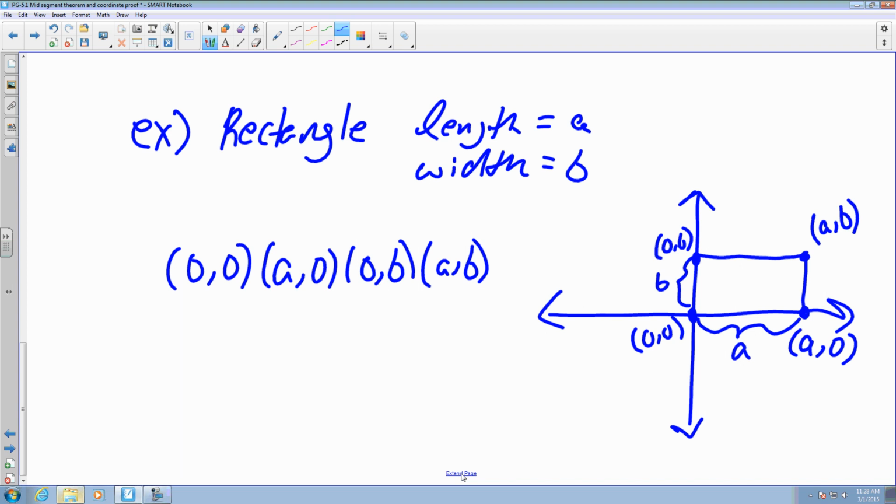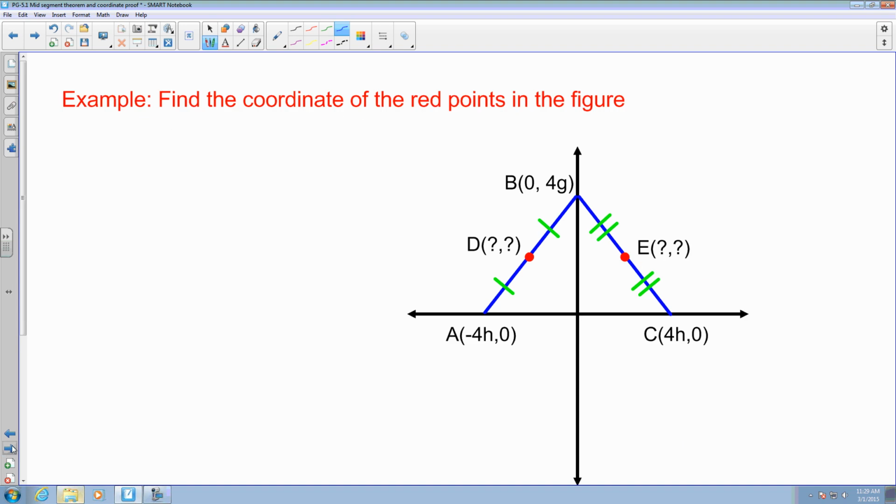Okay? So hopefully you don't get confused when you stumble across some coordinates that have some variables also, kind of like what we have here, okay? They want us to find the coordinate of the red points in the figure. So I need to find the coordinates of point D and point E. Now they do give us some information in this. They tell us that points A and B make the midpoint for D, and the points C and B is the midpoint of E. So we do have a formula that's going to help us out, which is the midpoint formula.